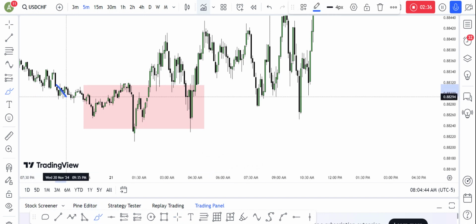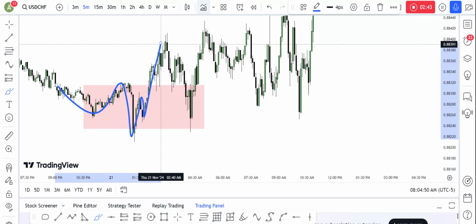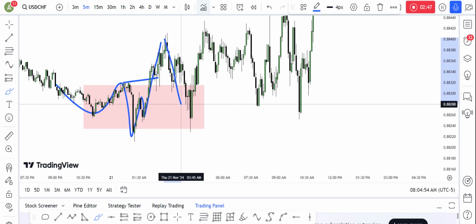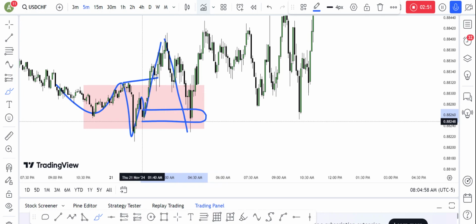Then price came up here, gave a deep push down, and came up here, and it was a breakout structure and market structure shift. Then price reacted to this area. I entered here because the price was reacting to this order block. My stop loss was below this.